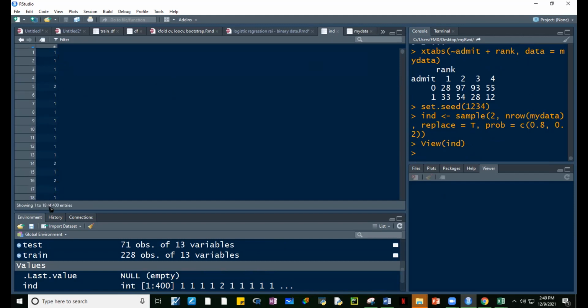The data consisting of 400 observations were classified as 1 or 2. 1 will fall under the training data set, 2 will fall under the testing data set. Okay, so if you notice, observations 1 to 4 will form part of your training data set. Observation 5, observation 14, 16, etc. will form part of your testing data set.